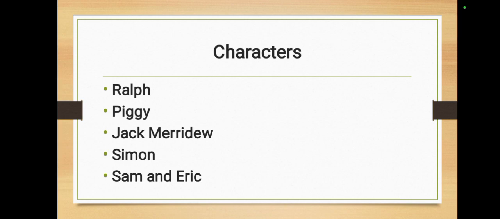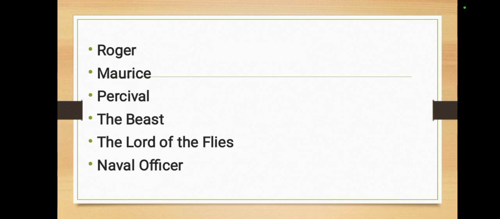The next character we have is Simon, the most introspective character in the novel. Simon has a deep affinity with nature and often walks alone in the jungle. While Piggy represents the culture and Ralph the political and moral facet of civilization, Simon represents the spiritual side of human nature. The next characters we have are Sam and Eric.